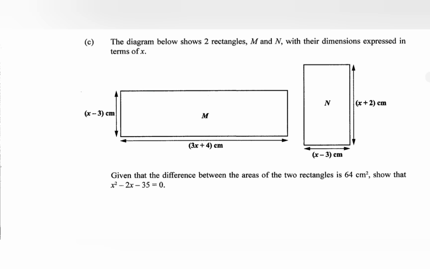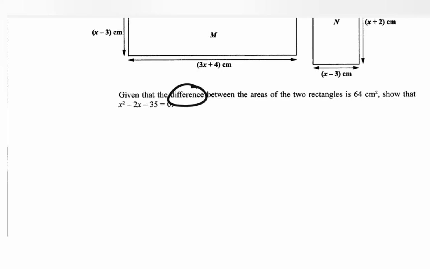Because we're dealing with rectangles and we're talking about area, we need to explore what the area of a rectangle is. The area of a rectangle is found by length times width, and we're going to do it for both rectangles. It says difference, so we're going to subtract the area of N from the area of M. So let us find the area of M.